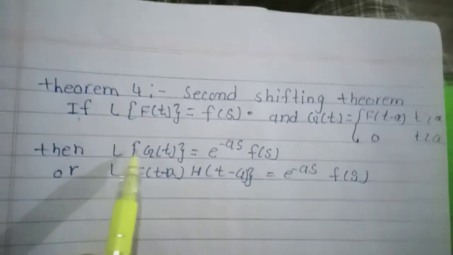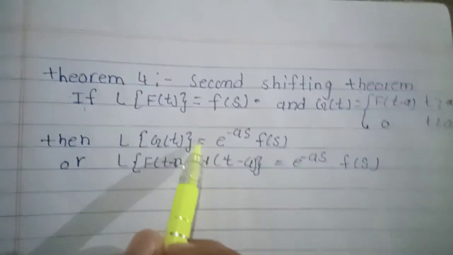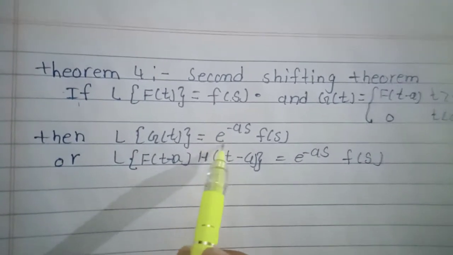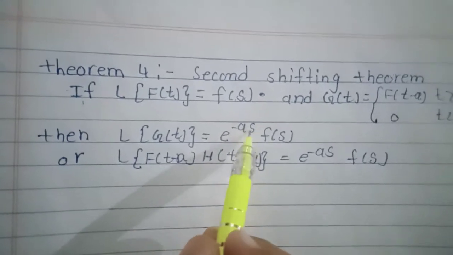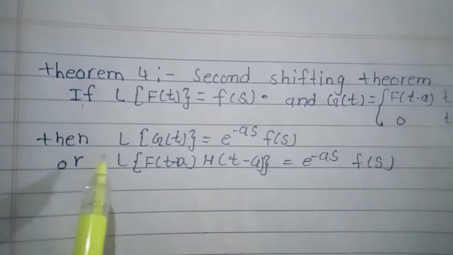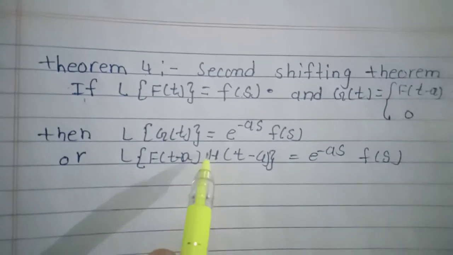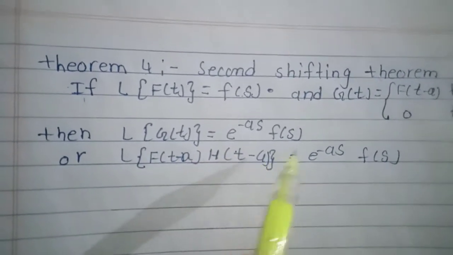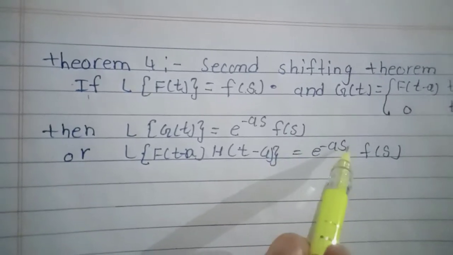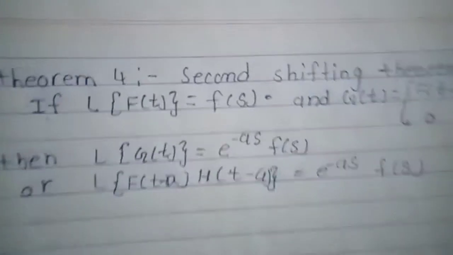The Laplace transform of g of t is equal to e raised to minus as f of s, or the Laplace transform of f of t minus a into h of t minus a is equal to e raised to minus as f of s.